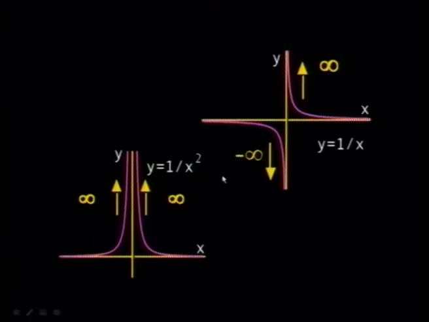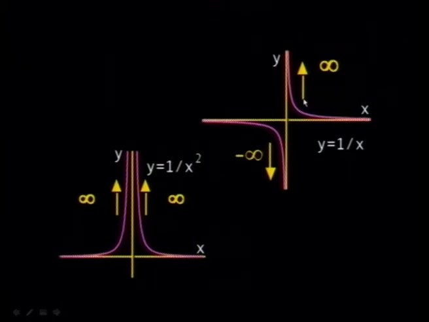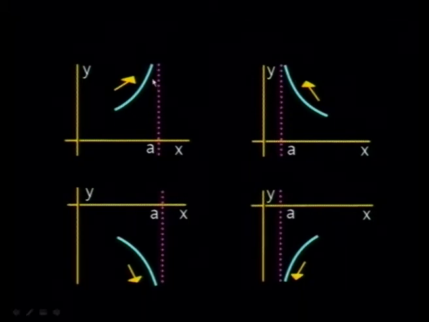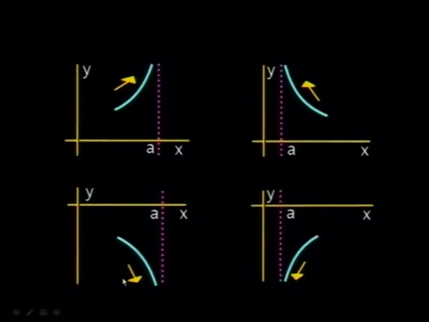So neither of these has a limit, but yet we can say that the limit of 1 over x squared as x tends to 0 from the right or left tends to infinity, whereas here it tends to infinity from the right and minus infinity from the left. Like this, here the function tends to infinity from the right, whereas here it tends to infinity from the left. Here it tends to minus infinity from the right, and the other one tends to infinity from the left.